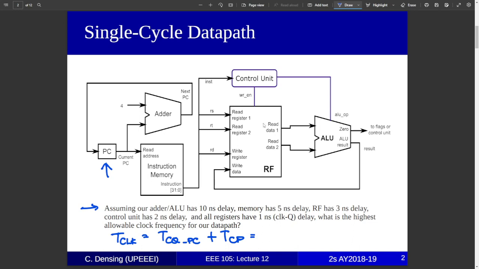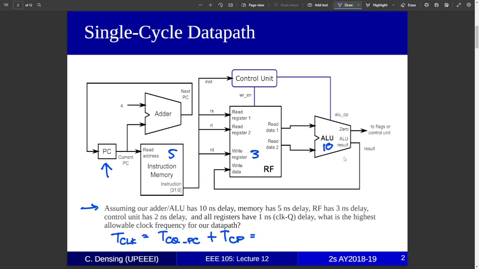For this one, we go through the instruction memory, which is 5 nanoseconds of delay, and then we go through the register file, which has 3 nanoseconds of delay, and then that goes into the ALU, which has 10 nanoseconds of delay. Then we go back to the register file, for which we probably have setup time, but we didn't specify, so we're going to have to ignore that one. So I would say this is the critical path of the system.